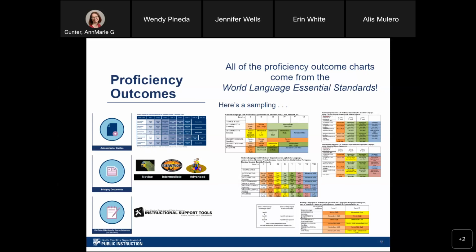But you can see how proficiency changes over time. You can see it going from novice levels into intermediate or advanced depending on the program. And so all of those original charts are also in the state standards if you need them beyond what's available in the administrator guides and the bridging documents and so forth.